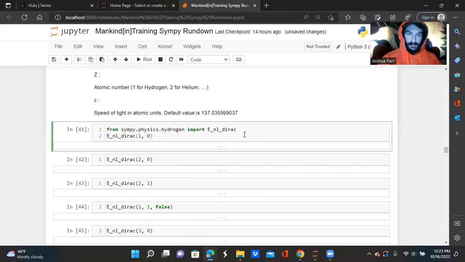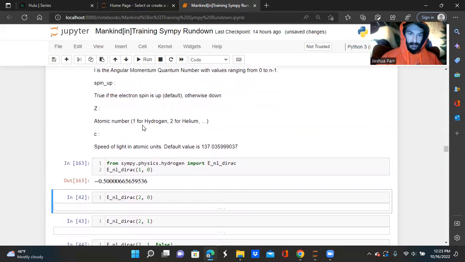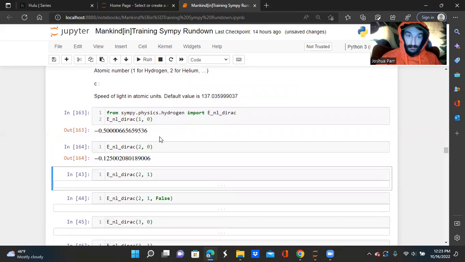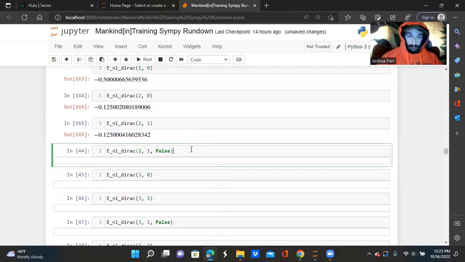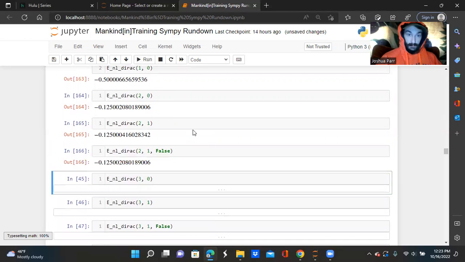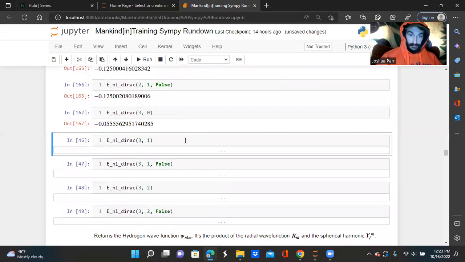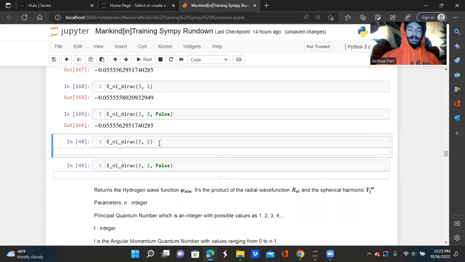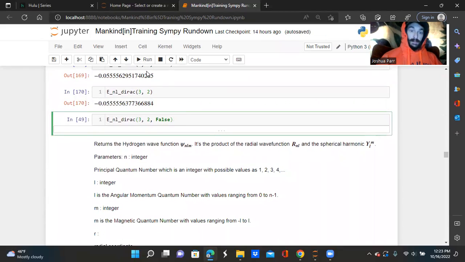So now I'm importing the Dirac, and I'm finding the energy calculated from the Dirac equation at 1 and 0, at 2 and 0, 2 and 1, 2 and 1 with the false parameter, at 3 and 0, 3 and 1, at 3 and 1 with false parameter, at 3 and 2, and at 3 and 2 with a false.